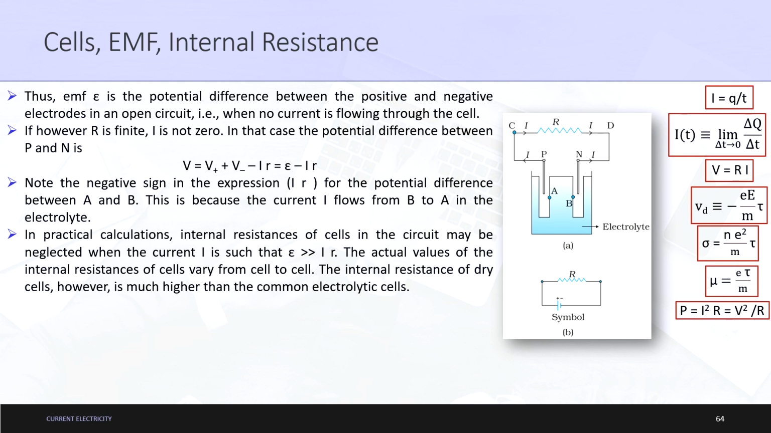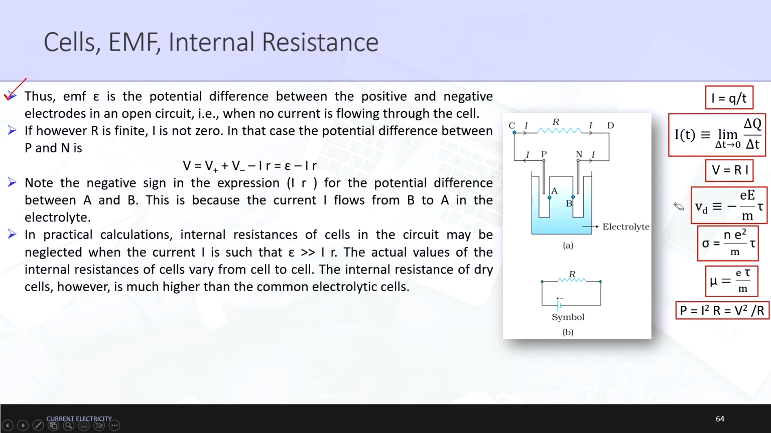Thus, EMF epsilon is the potential difference between the positive and the negative electrodes in an open circuit, that is, when no current is flowing through the cell. So, this is just the theory part: what is epsilon defined as? It is nothing but the potential difference between the positive and the negative electrode when no current is flowing through the cell.